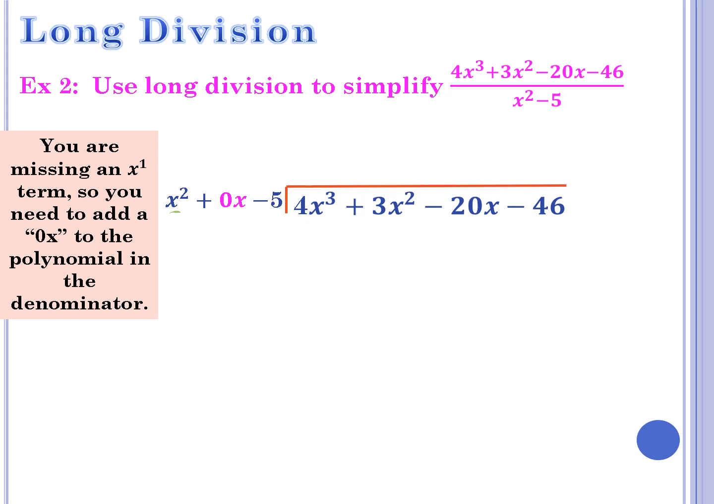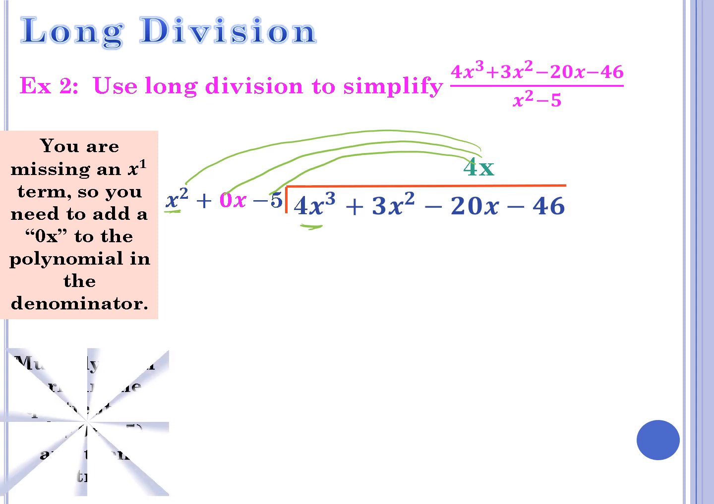And I have to say, okay, what times x squared gets me 4x cubed? And the answer is 4x. Now notice I put it over the third term because my dividend has 3 terms. And now I do distribution. So 4x times x squared is 4x cubed. 4x times 0x is 0x squared. And then 4x times negative 5 is minus 20x.